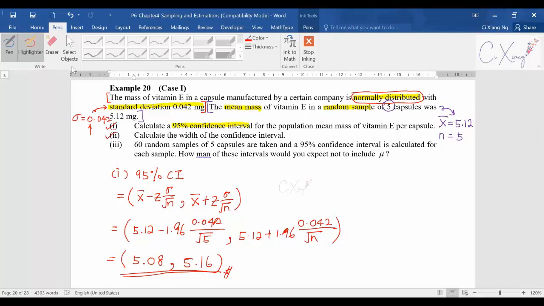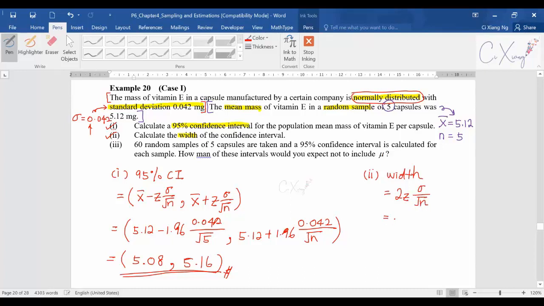So part number 2, they want you to calculate the width of the confidence interval. All right, so we can start with the calculation here. To calculate the width, I think I told you just now, you can try to memorize. If you don't want to, then you just use the concept to get the formula. So the width is 2Z sigma over square root n.